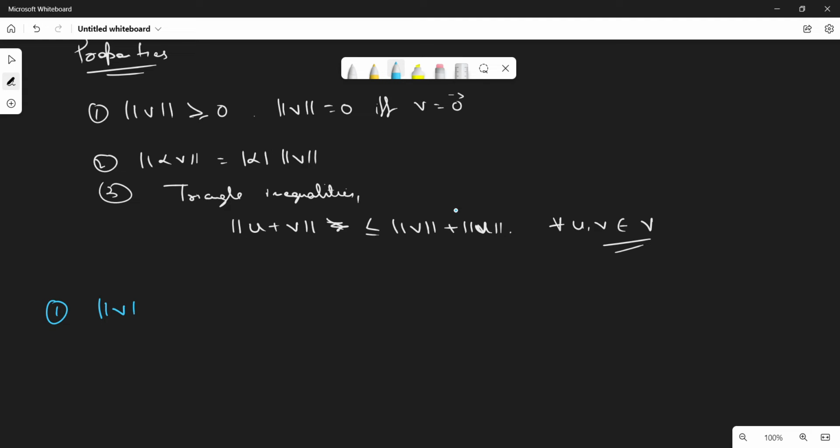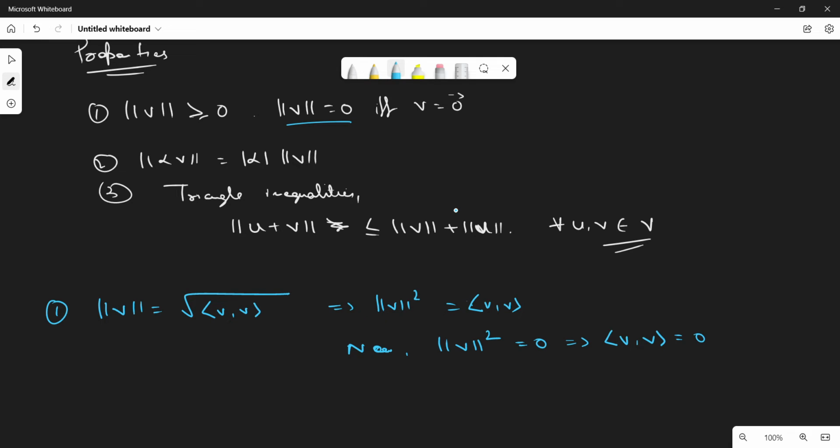See, norm of V is equal to root over of the inner product of V with V. So that implies norm of V squared is equal to the inner product of V with V. Now, norm of V squared equals 0 implies this equals 0. Basically we are assuming this condition. So this equals 0, and we know if this happens then V must be equal to 0.